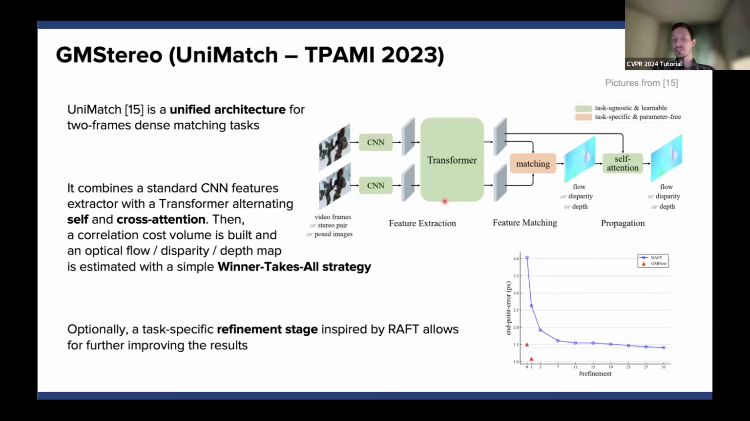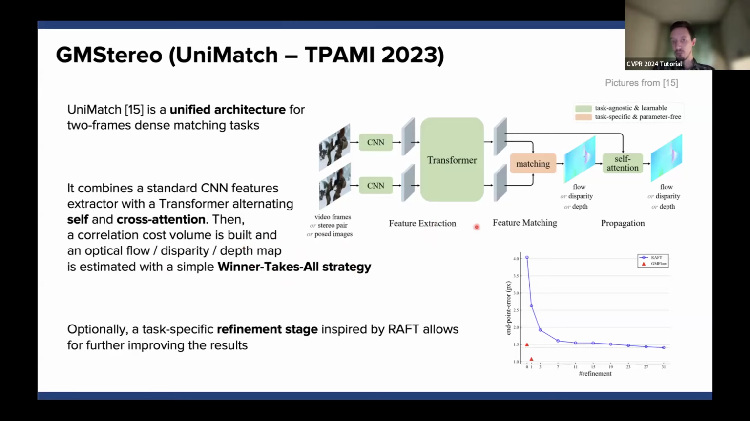Then the features are processed by a transformer, again, alternating self-attention with cross-attention. And the features that we get after the stereo transformer are very strong and very meaningful for the matching task. This means that from these features, this time Unimatch computes a cost volume differently from the other transformers. And this cost volume is accurate enough to predict the disparity map by simply running a winner-takes-all strategy. Of course, Unimatch also proposes to optionally refine the disparity map we take out of this single access to the cost volume by implementing an iterative refinement very close to the one proposed by Raft.